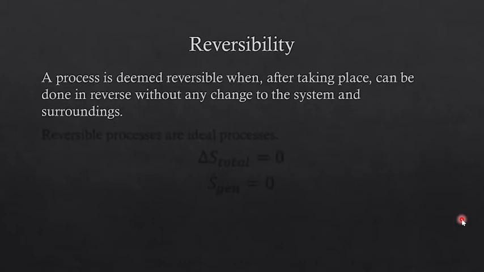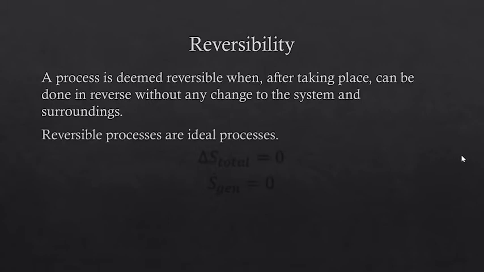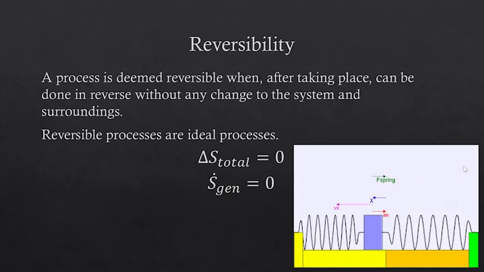We have previously mentioned that the entropy generation for a reversible process is zero. Here we define the concept of reversibility. A process is deemed reversible when, after taking place, it can be done in reverse without any change to the system and surroundings. Reversible processes are ideal processes wherein the total change in entropy is zero and the total entropy generation is zero. The total change in entropy is the sum of the changes in entropy of the system and the surroundings. An example of a reversible process is shown here.